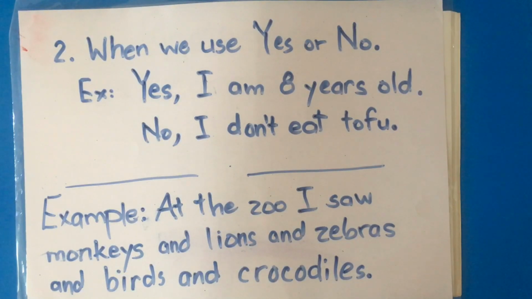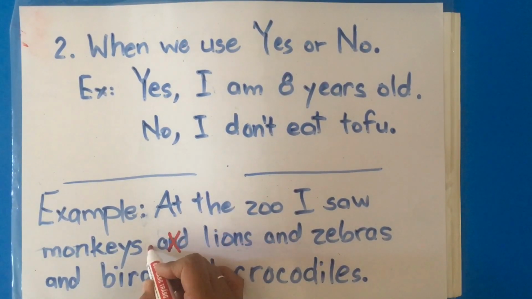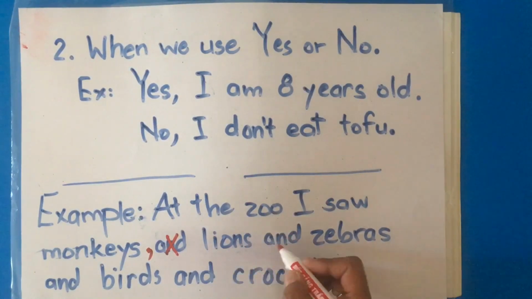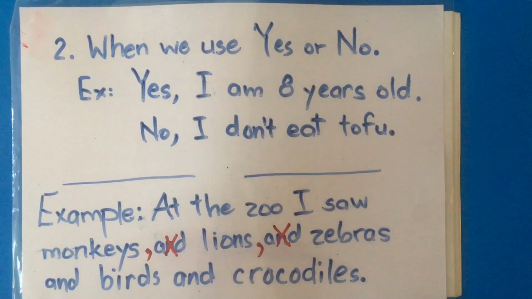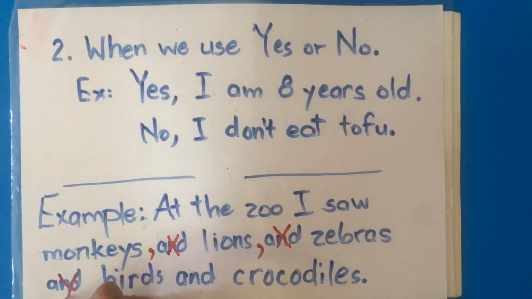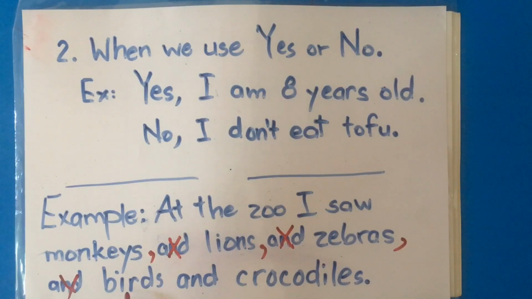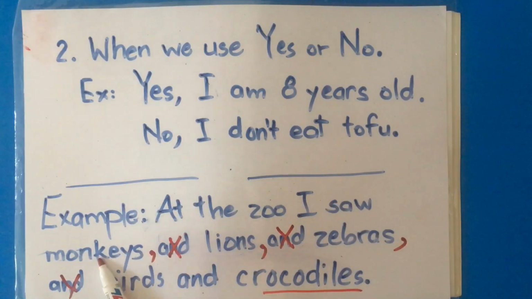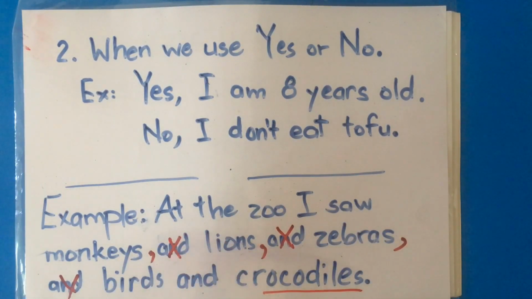All right. Let's look at the example again. At the zoo, I saw monkeys. So we take away the "and" and we add our comma. Lions, comma. Zebras, comma. Birds, and before our last noun, we use the word "and". So let's read the sentence correctly now. At the zoo, I saw monkeys, lions, zebras, birds, and crocodiles. All right?